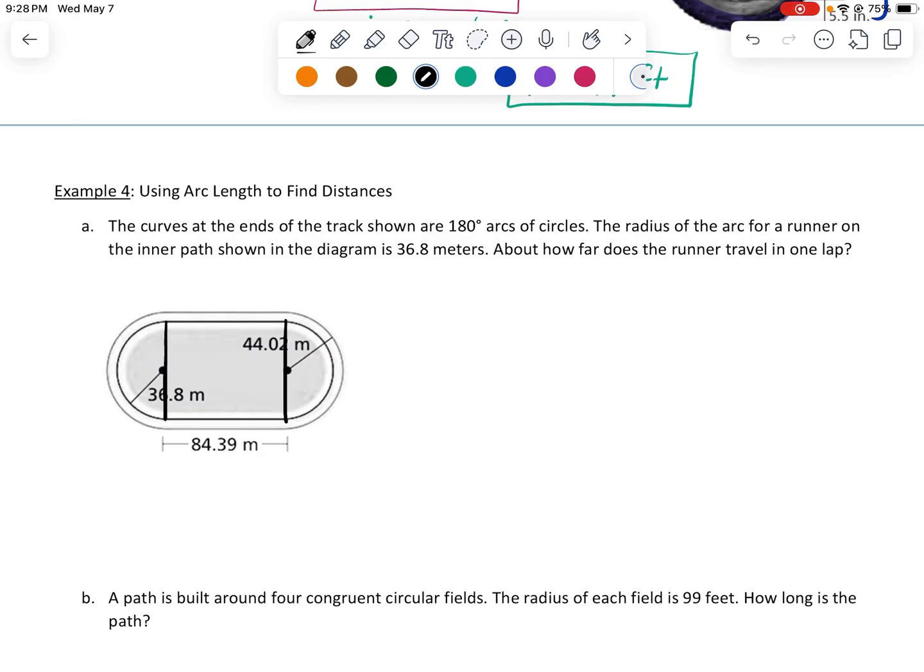Okay, so when we're looking at this, we need to figure out how to solve. So if I'm finding the distance, right, I want to do the distance of this half of the circle and this half of a circle. So I'm going to do one full circle plus the two straight pieces of the track here and here.